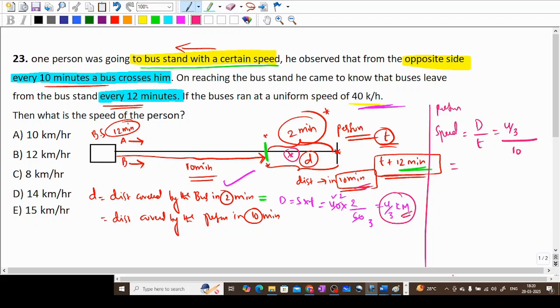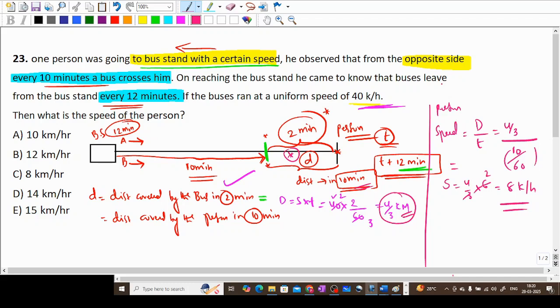See, the distance is in kilometers, so time should be in hours. So I have to divide it with 60. Therefore, the speed of the person is 4 by 3 into 60 by 10, which cancels to 8. So 8 km per hour is the speed of the person. I hope the question is very clear to you.